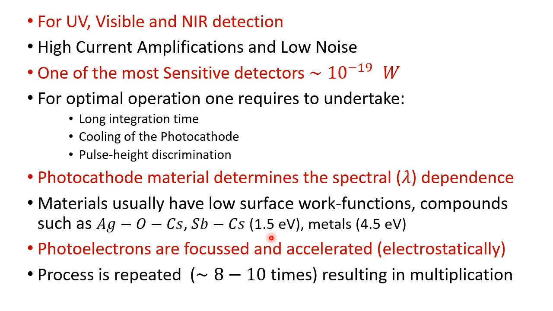So this focusing and acceleration is very intrinsic to the functioning of the photomultiplier tube, and hence the name photomultiplier, as in multiplication. This process is repeated about 8 to 10 times, right? And I will show you with a schematic in the next slide. This is what results in this large multiplication of an extremely small signal, which comes out as a reasonably strong current pulse, even though my input flux is extremely weak.